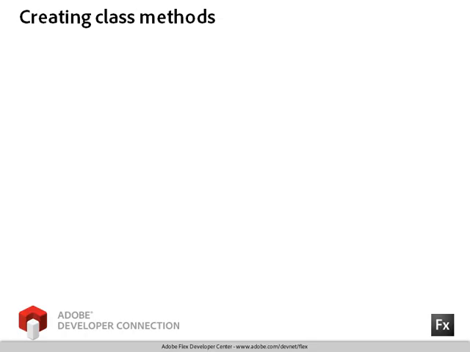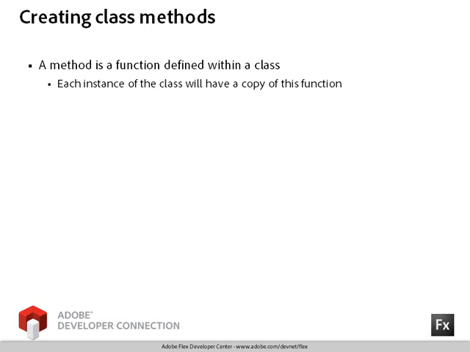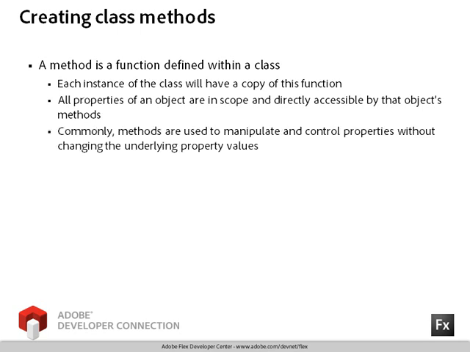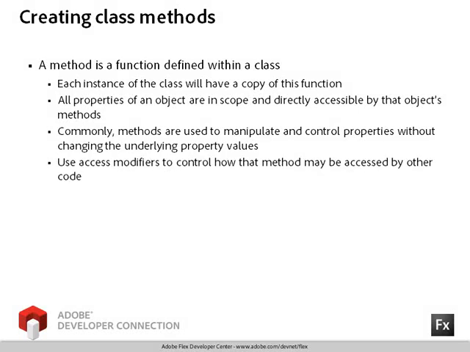In the final section of this video, I will populate the employee names in the employee display custom component by calling a method that I will create in the employee ActionScript class file. If you recall from our OOP discussion, methods are actions or behaviors accessible to instances of a class. All properties of an instance are available to the methods, so methods are commonly used to manipulate and control properties without changing their underlying values. Like properties, you should assign access modifiers to the methods to define how other code can access the methods.